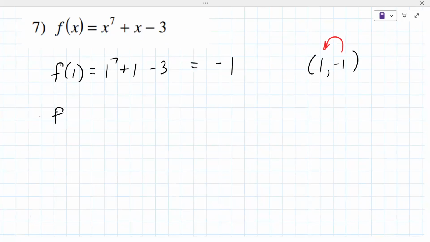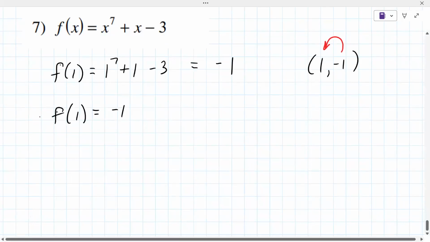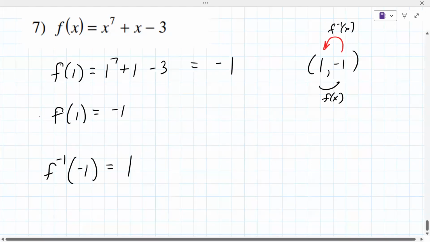Do you agree that f of 1 is negative 1? Yes. What is f inverse of negative 1? I don't know. It's 1. Okay. So when your f of x goes this way, f inverse of x goes the other way. Oh, okay. That makes sense.